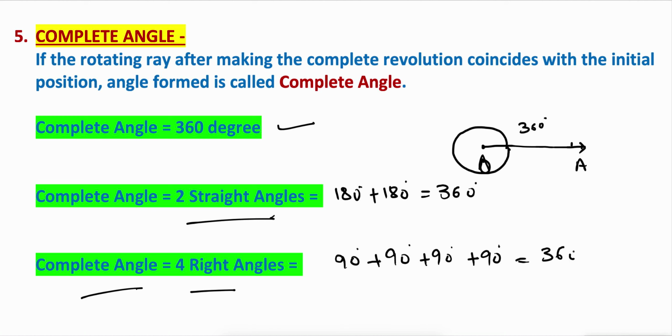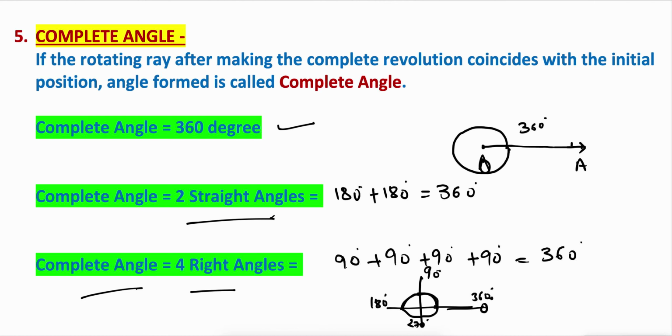So it will start from here. This is 0 to 90 degrees, one, and again 90 to 180, one more. This is 0, this is 90, this is 180, and here 270, and again it is 360 degrees. So it has completed one right angle, 2, 3 and 4, and comes to the initial position. So it is called a complete angle.